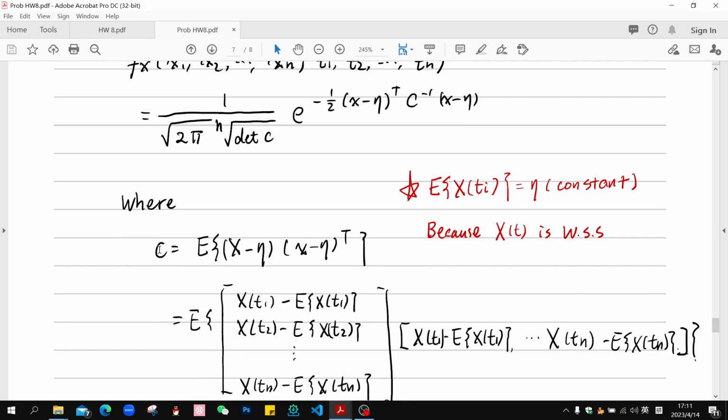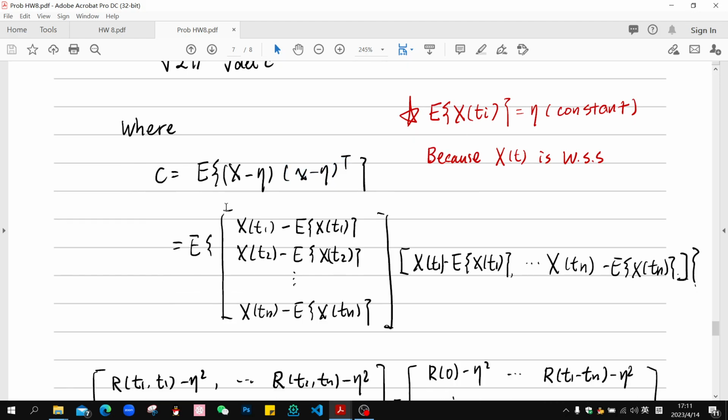where the matrix C equals the expectation of this expression. These two are vectors, vectors of different x's. We can expand it, that is, the expectation of this multiplication, where this vector multiplies by this vector.